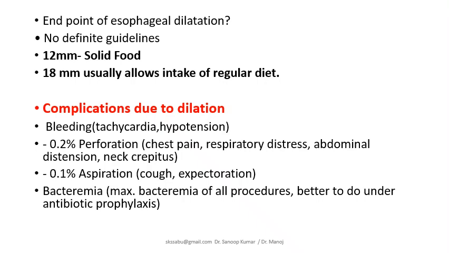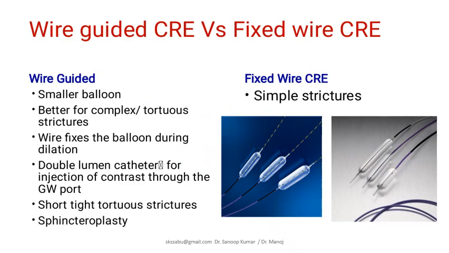Complications due to dilatation include bleeding, so we should watch for tachycardia or hypotension. Perforation can happen in 0.2%. In those cases, chest pain, crepitus, neck pain, or respiratory distress, and mediastinitis will be there. Aspiration pneumonitis, cough, and expectoration can occur, including bacteremia. So antibiotic prophylaxis should be given for dilatation cases.